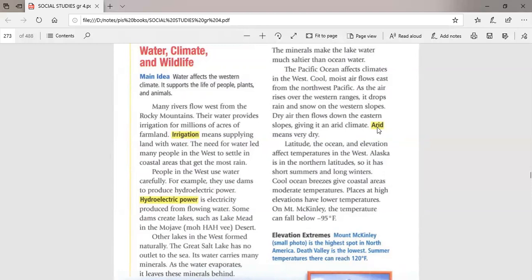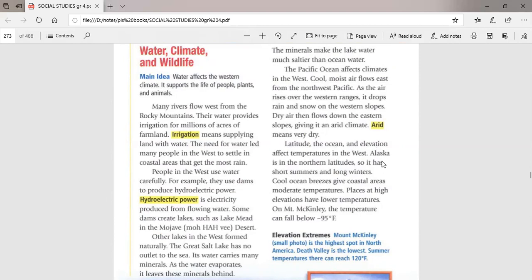Also, there are some factors that affect the climate. We took it before in the first term. What are these factors? The latitude, the ocean, and the elevation. Of course, the latitude, because if we are near the equator, we have a hot climate, but if we are far away from the equator, we have a cold climate. Okay, what about the ocean? The states located along the ocean have a temperate climate. Temperate climate means not very cold, not very hot.